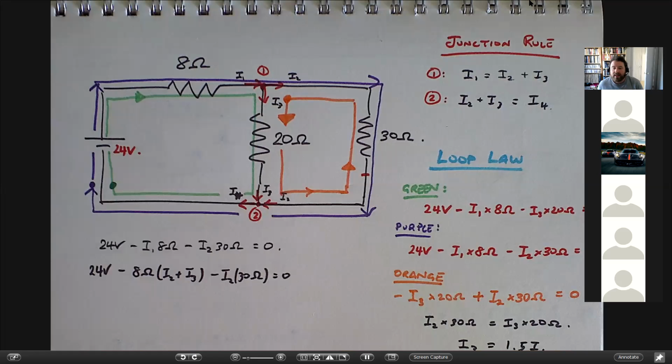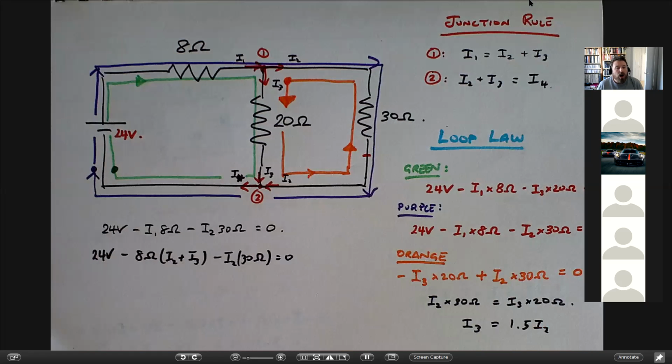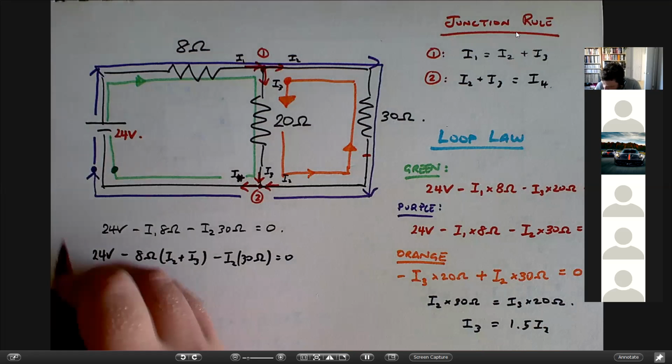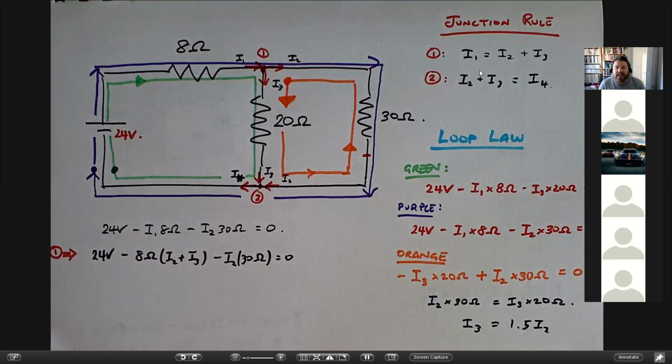Sorry, sir. How did you get the 8 ohms out of the brackets? No, there was no brackets going on here. I just replaced I1 with I2 plus I3 from up here. So what I've done is I've taken this relationship here from the junction and I've just replaced I1 with I2 and I3. Okay, thank you.